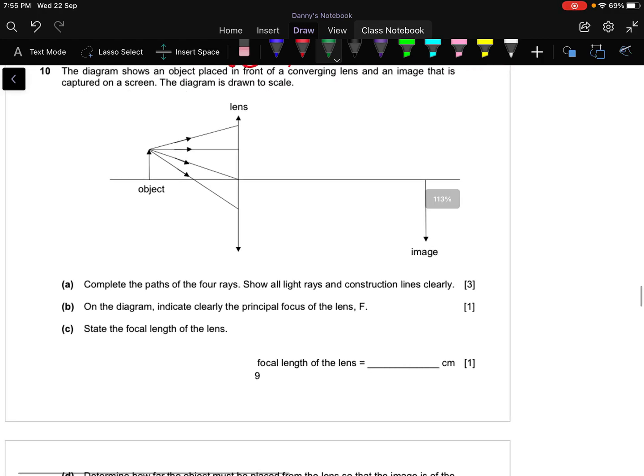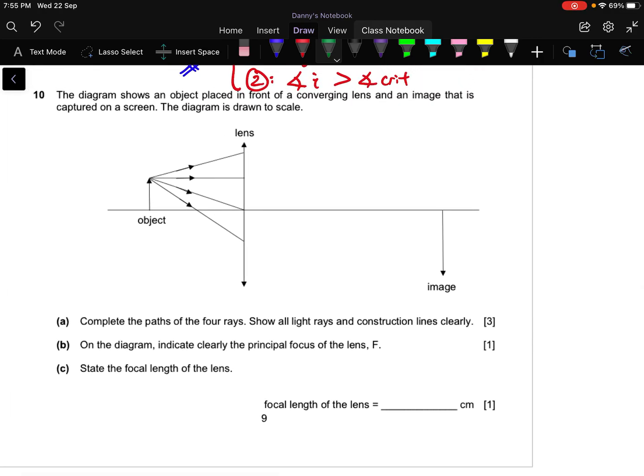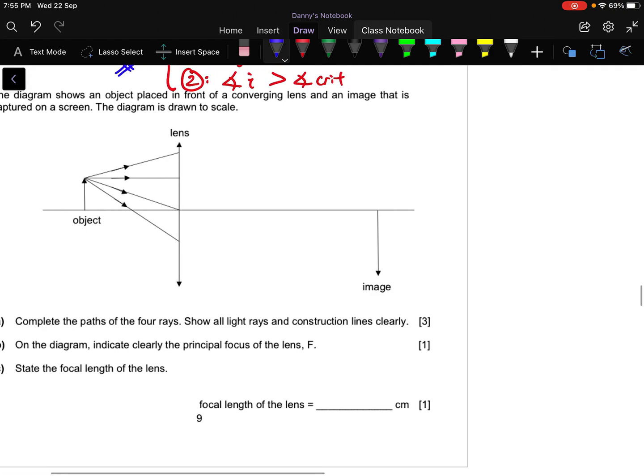Okay, for question 10, it is more on your ray diagram. So like I said, for ray diagram, if you are unable to do it, what I suggest is that whenever you do a ray diagram, just sketch out the rough shape of the ray diagram. In this case, we know that a real image is formed because you can see that the image is on the other side of the lens.